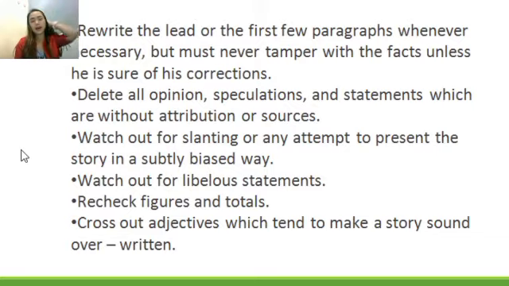writing yung proofread. Watch out for slanting or any attempt to present the story in a subtly biased way. Watch out for libelous statements. Recheck figures and totals then. Later on, madidiscuss natin siya kung paano ba natin silang i-check kung ano ba yung tamang way to state the figures and totals, and cross out adjectives which tend to make a story sound overwritten.